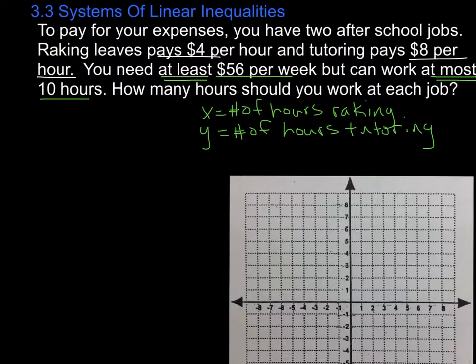a little more straightforward. So the number of hours I rake plus the number of hours I tutor should be at most 10 hours. So less than 10 is okay, but 10 is the absolute maximum, so less than or equal to 10. And then the other one is going to deal with money, and we've seen that before. So I make $4 per hour of raking, plus $8 per hour tutoring, and I need to make 56, but more is okay. So greater than or equal to $56.